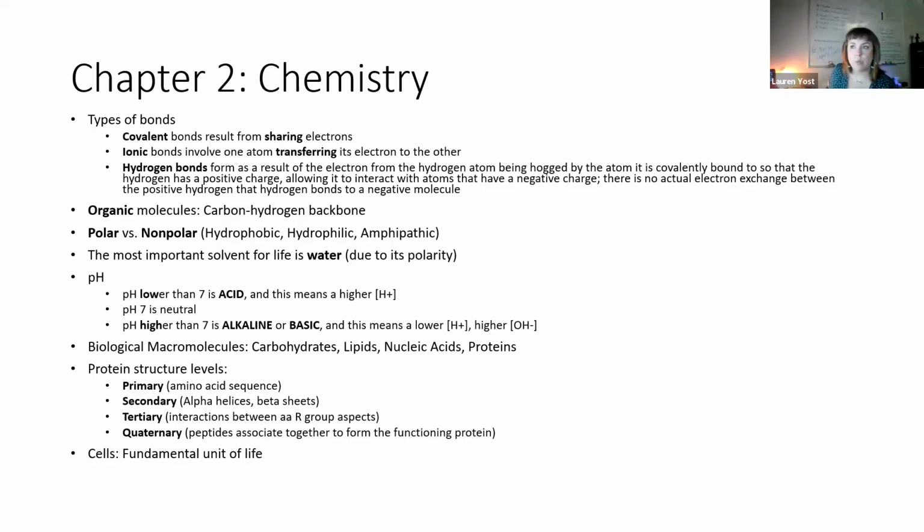All right, everybody, let's run through the review for chapter 2. So chapter 2 covered chemistry and a basic rundown of chemistry and the concepts therein. We talked about the different kinds of bonds: covalent bonds, where we're sharing electrons, and ionic bonds, which involve one atom transferring an electron, or one or more electrons, to another atom.